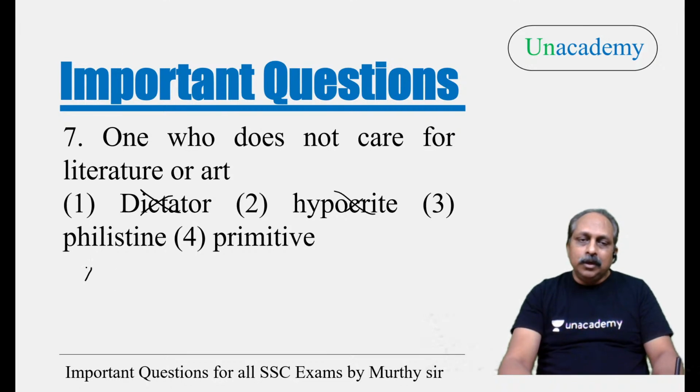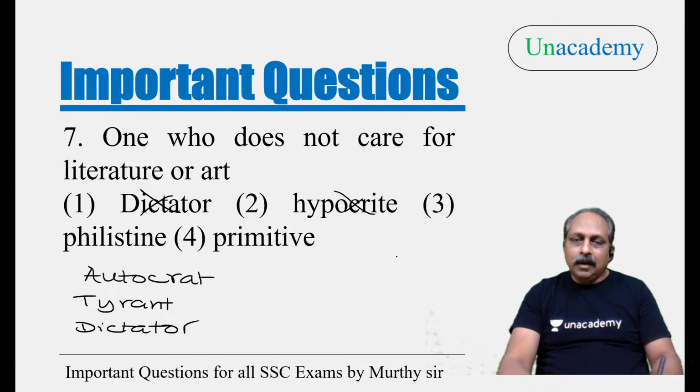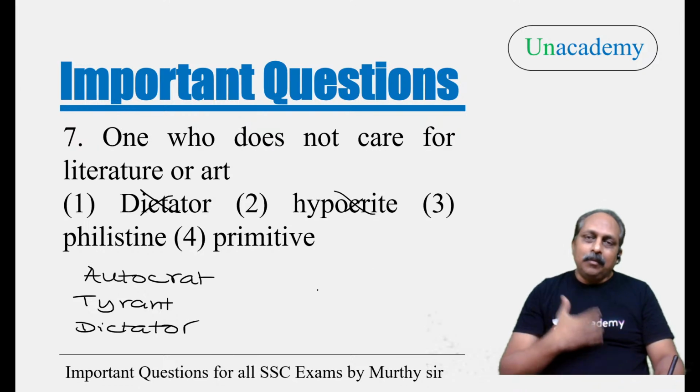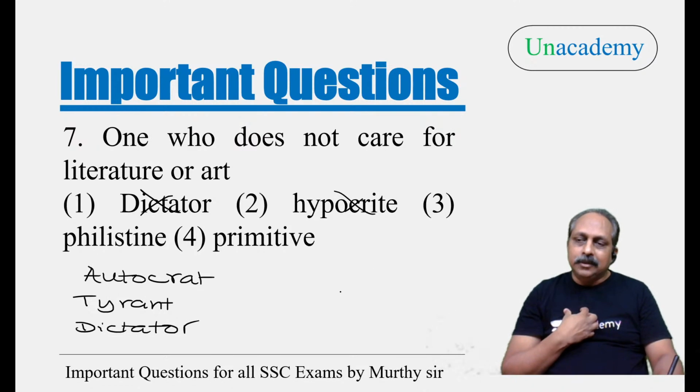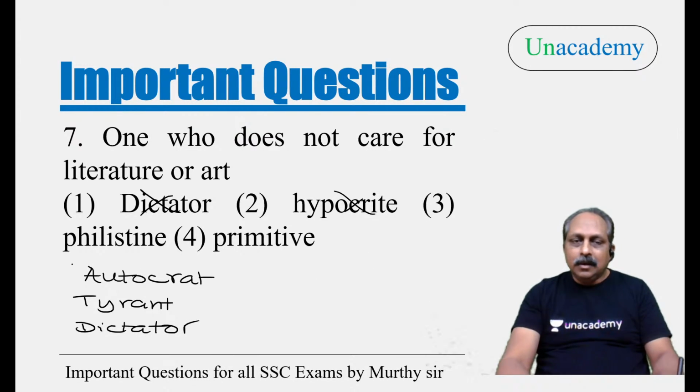We also use words like autocrat, tyrant, dictator. All these are synonyms. And when it comes to hypocrite, someone says something but inside something else. Double standards. Philistine is the answer. What is the answer? The third option is the answer.